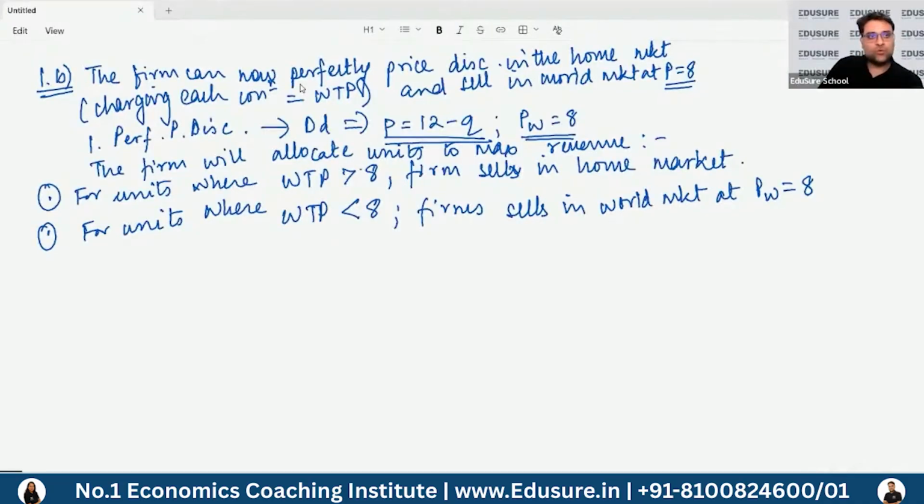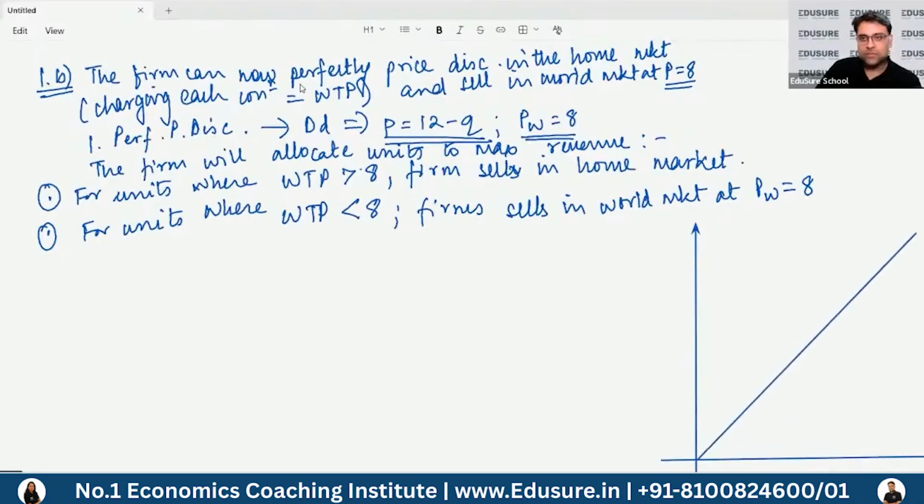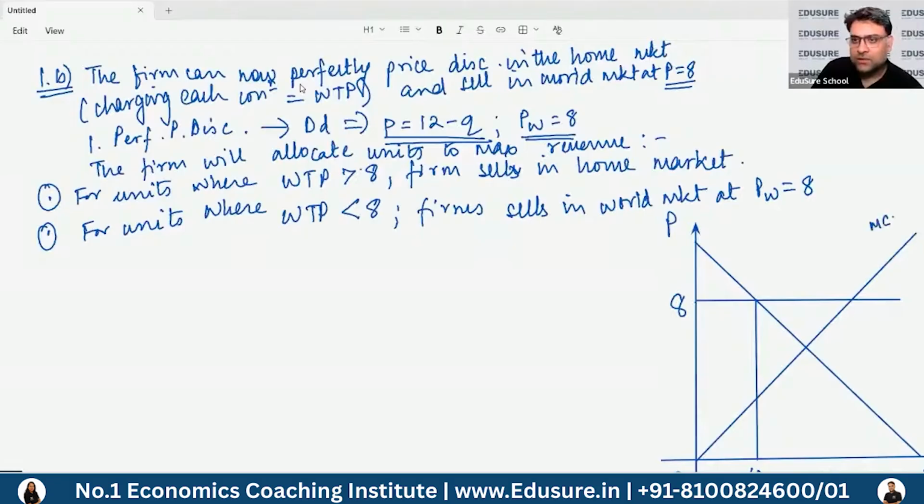Okay, so if I were to draw, this is the supply, this is the demand, this is Q, this is P. The price in the world market is 8, so in the home market it will be able to sell only 4 quantity. This is where marginal cost equals Q equals P. And how much will it sell in the world market? At price 8, the amount that it is willing to sell is 8 quantity. So this 4 to 8 quantity is the amount that it is selling in the world market. Am I making sense?